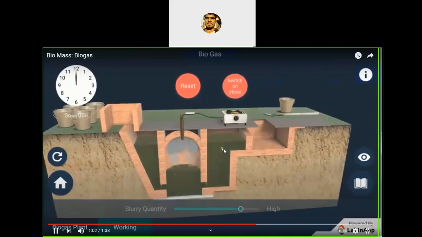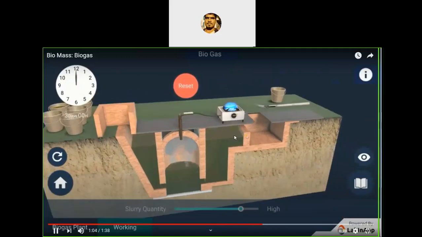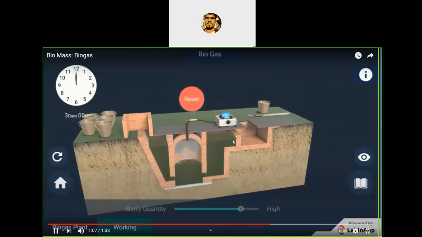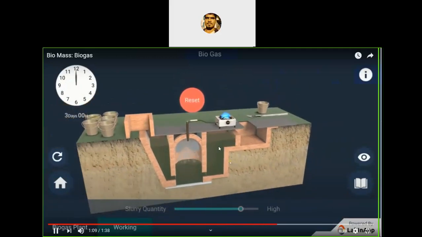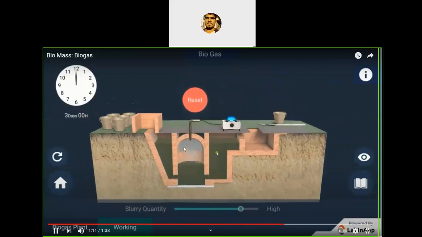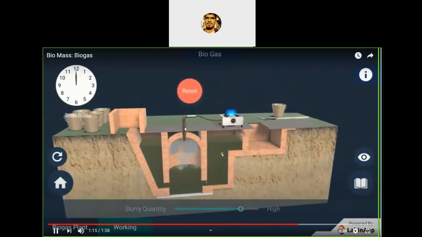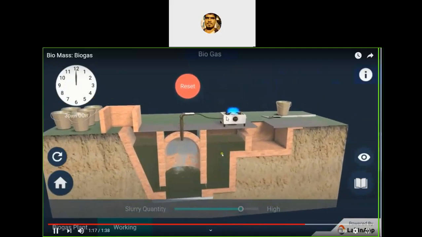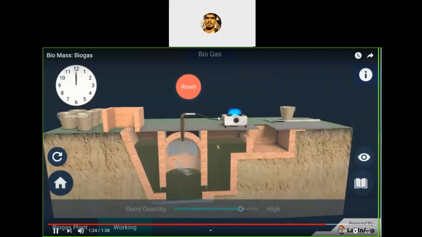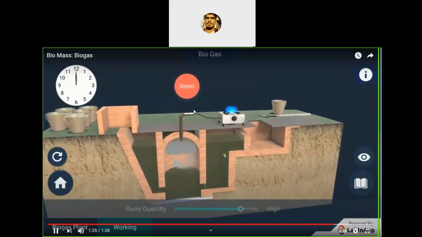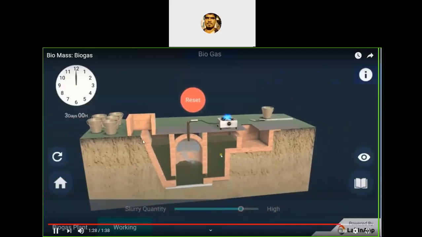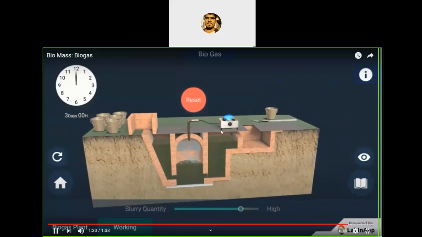It is called slurry, and it will be extracted and used for agriculture purposes. And the gas collected above the digester can be connected directly through a pipeline for cooking purposes, and for heating water, we can use this gas. This is one layout of how we convert waste into a useful form of energy.